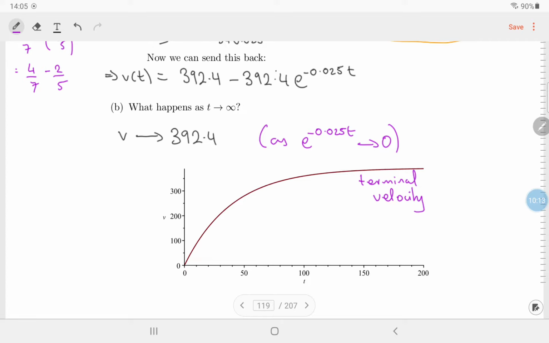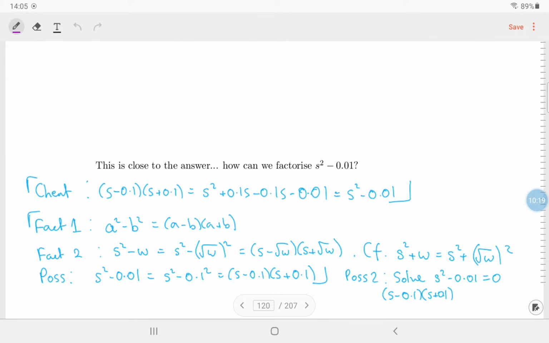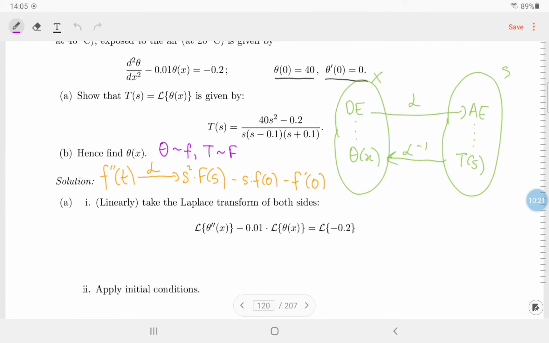It's the velocity that the parachutist will get closer and closer to. Okay, that's an example. Now move on to the next one. Tricky enough question here.